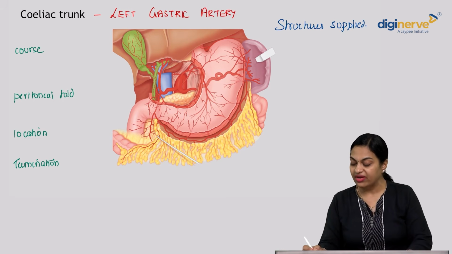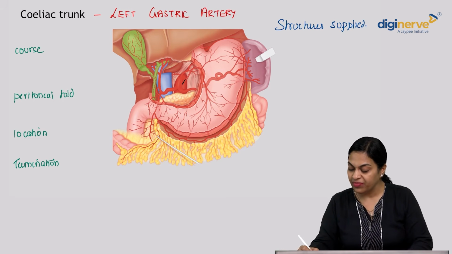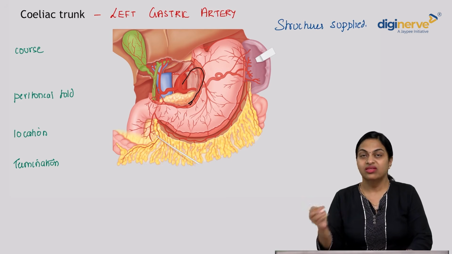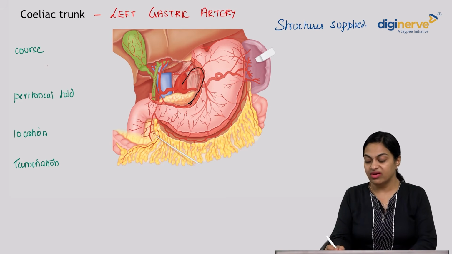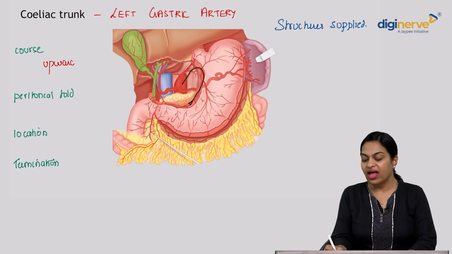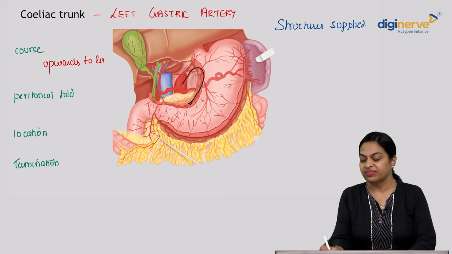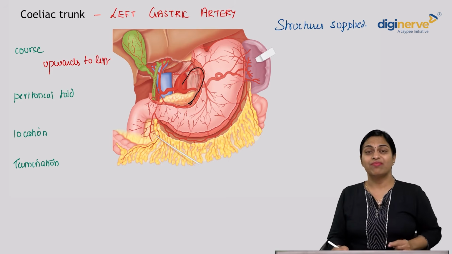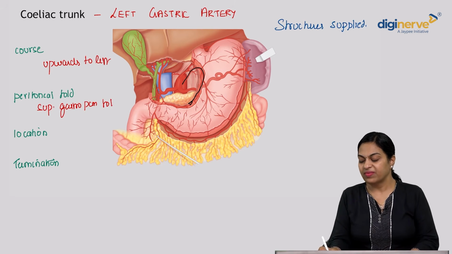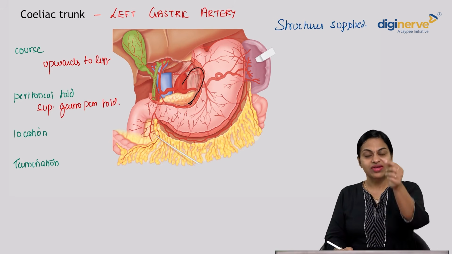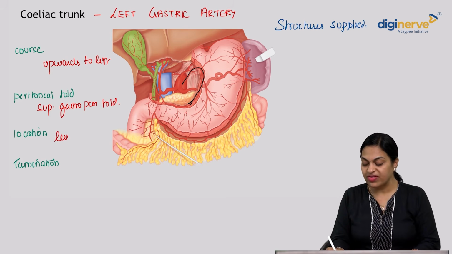Come on, let us identify the left gastric artery. This is the left gastric artery. This left gastric artery, as you see here, turns upwards and to the left. It lies beneath the superior gastropancreatic fold. You can see it running along the lesser curvature of the stomach.